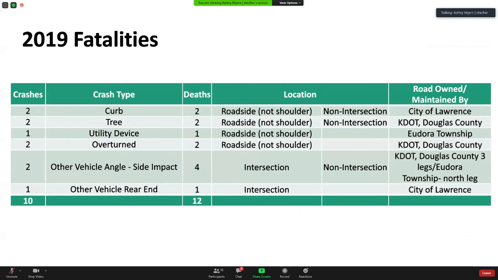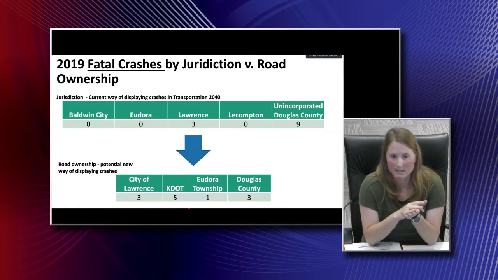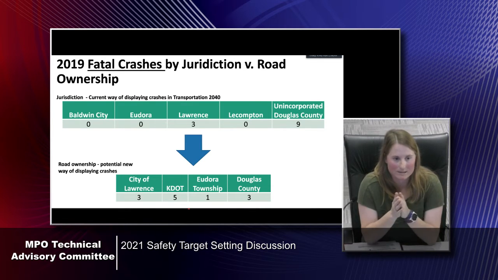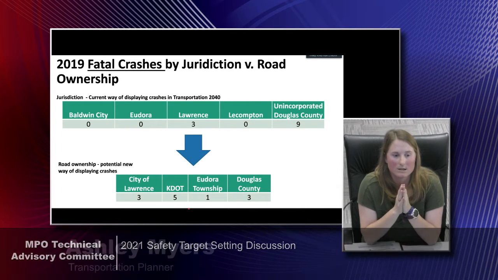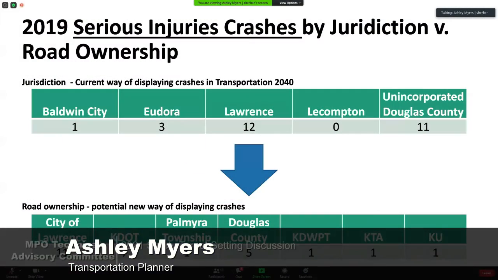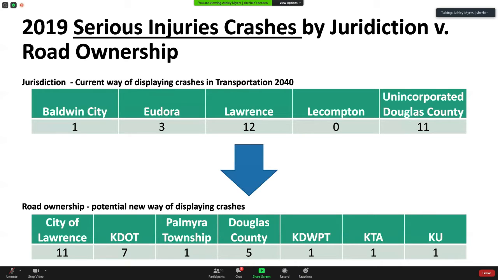This is a summary table of the number of crashes and the number of deaths by who owned the road. And this is a potential new way to show the data based on what we talked about last time. Currently, we show the crashes by the municipality, but when we look at the road owner, it is different. If we look at the jurisdiction, KDOT is not reflected, whereas in the road ownership, KDOT has 5 fatality crashes. Same thing, Eudora Township is not reflected in the municipality way of showing it. And this is for the serious injuries. Same thing, KDOT, KTA, the Parks and Wildlife, and KU were not included.